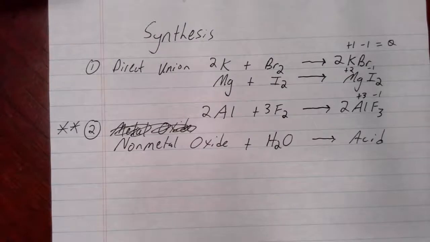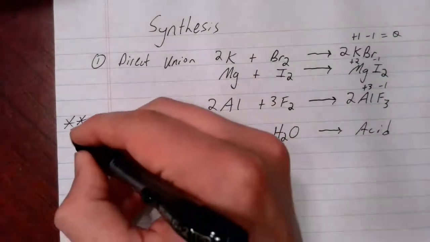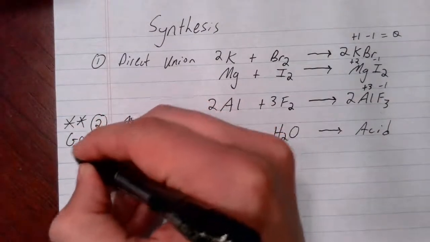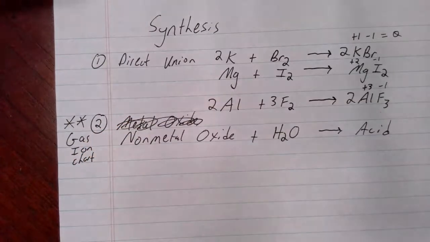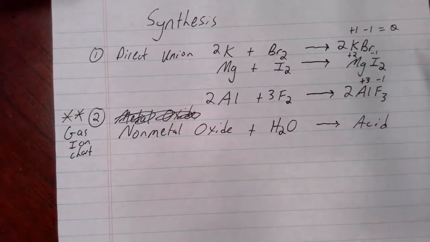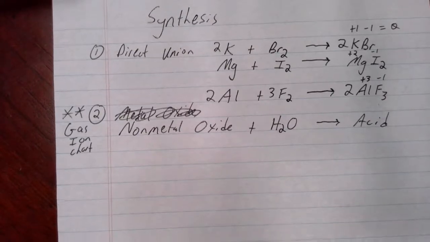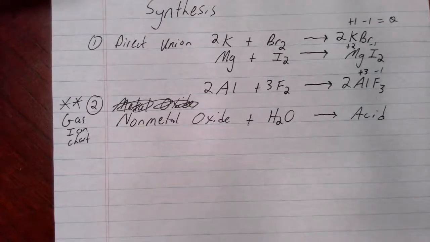For our number 2, we have to use something called the gas ion chart. And before we discuss that, let's make sure we know what a non-metal oxide is. A non-metal oxide is something like nitrogen and oxygen bonded together, phosphorus and oxygen bonded together, something of that nature. And we know an acid always begins with an H here. So let's look at a problem, then we'll see how to use the gas ion chart. So it's going to be learn by doing here.